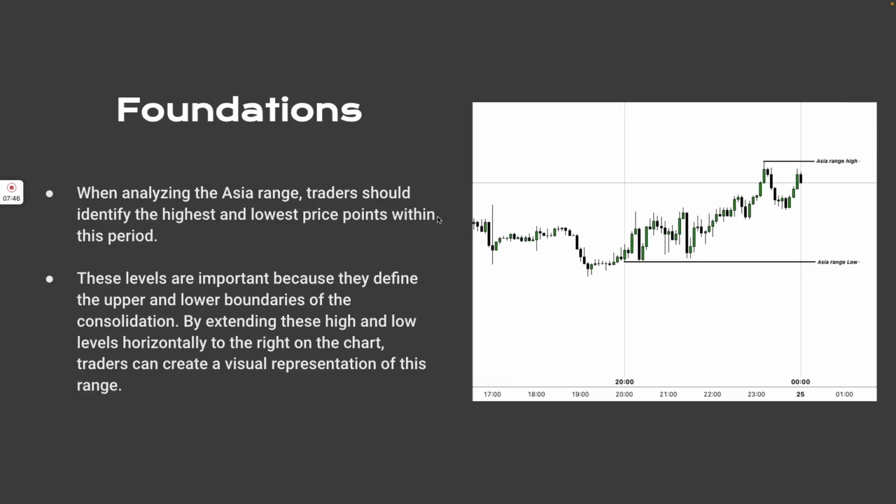These levels are important because they define the upper and lower boundaries of the consolidation, of the range. By extending these high and low levels horizontally to the right side of your chart, traders can create a visual representation of this range. Do not just guess where the Asian range is. Draw out the high, draw out the low, and extend the lines into the next few sessions.